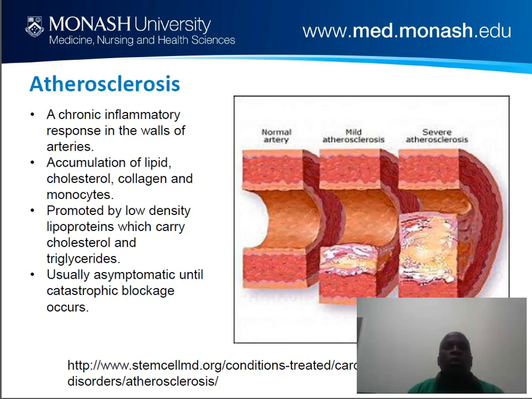Now, let's look closely at atherosclerosis. What is atherosclerosis? Basically, atherosclerosis is a chronic inflammatory response in the walls of arteries. Chronic, how? Basically, it's an accumulation of lipid, cholesterol, collagen, and monocytes. And as these build up inside the arteries, they reduce the artery size and block the flow of blood.